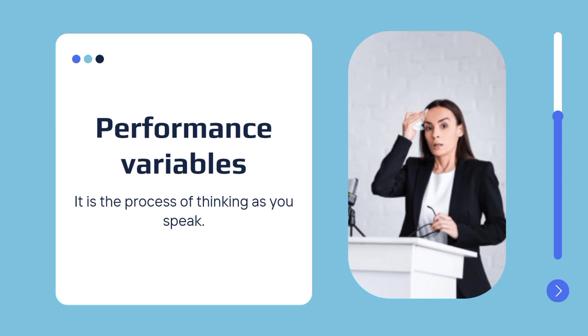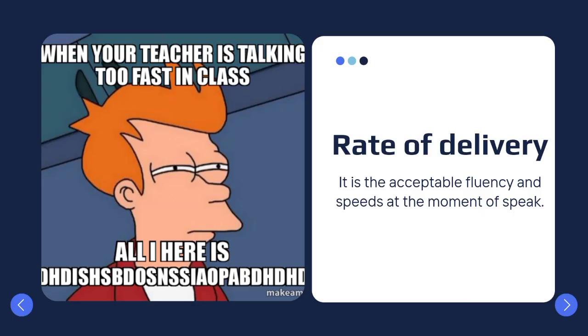Performance variables. It is the process of thinking as you speak. So of course, if you're trying to talk or speak, your mind is also working. For example, when you're speaking, you unintentionally say "uh" or "um." That thing is called filler, and it is under performance variables.